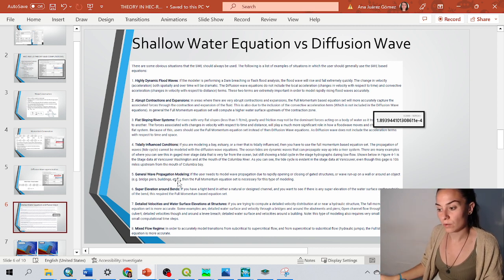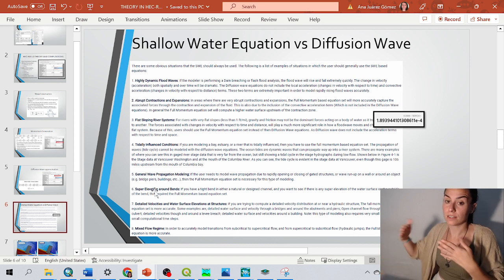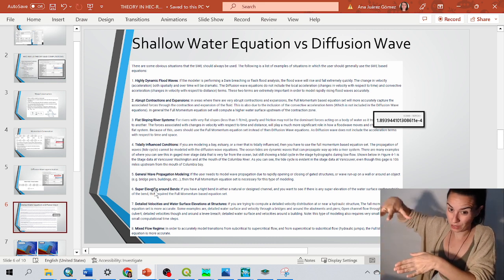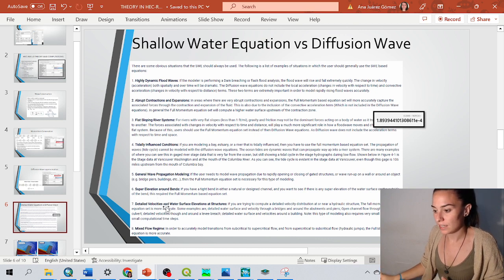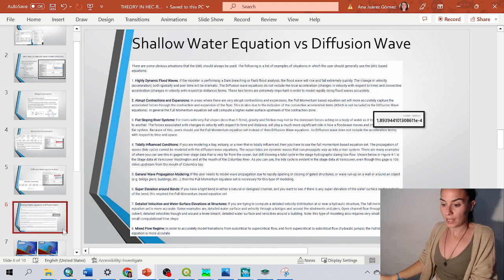If we have general wave propagation modeling, if we are opening and closing gates or other structures, super elevation around bends, if we have a river in a bend and we want to capture the elevation in the bend, then it's important as well. Detailed velocities, of course, or mixed flow regime.